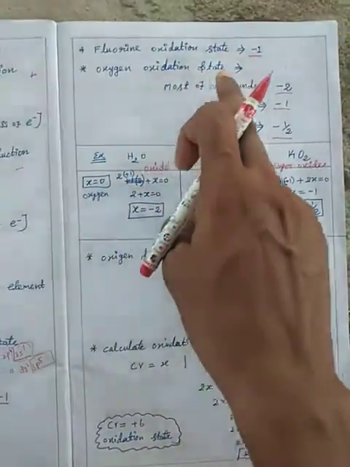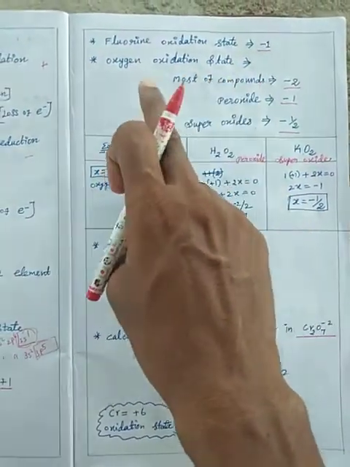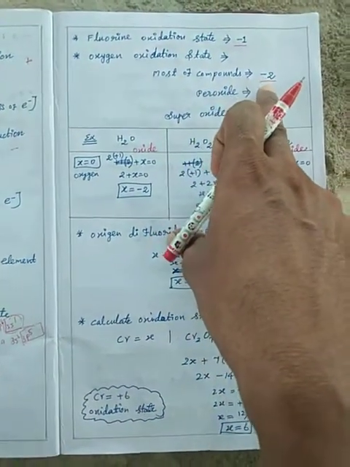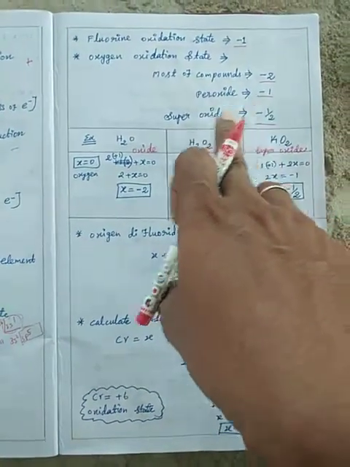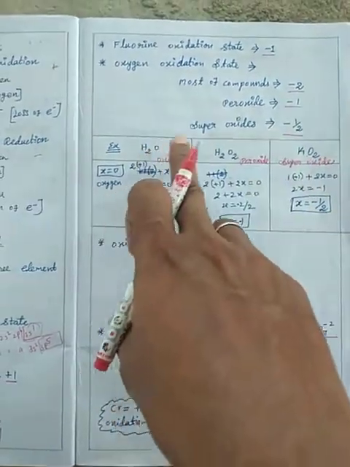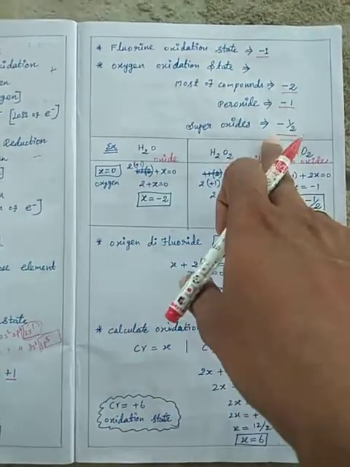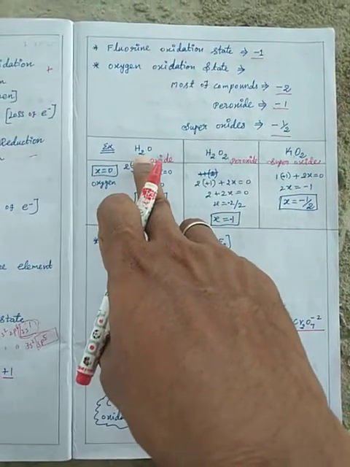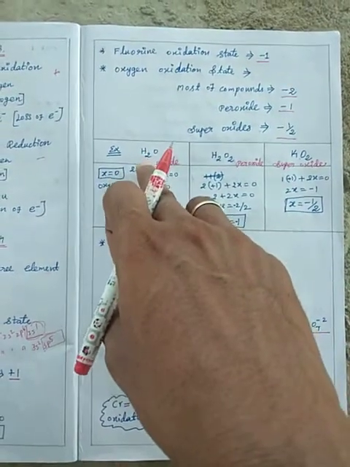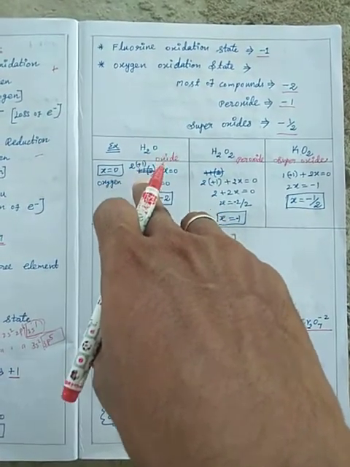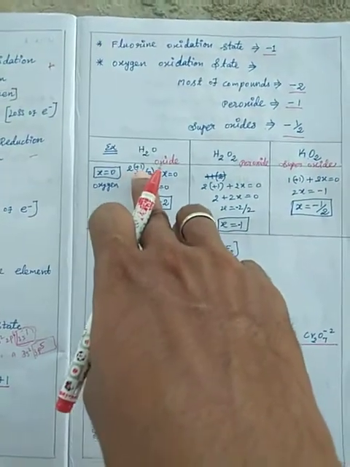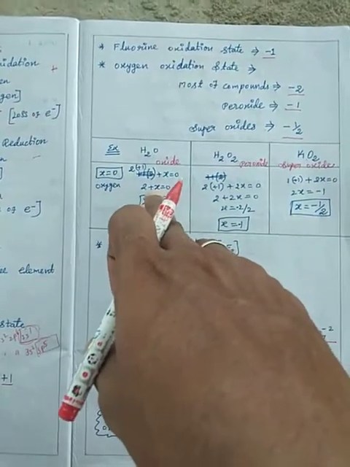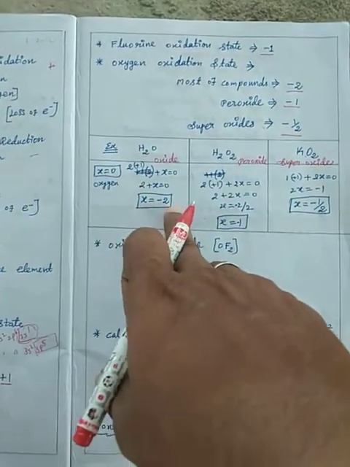Next, the oxidation state of the oxygen atom. In most compounds, oxygen is -2. In peroxides it is -1, and in superoxides it is -1/2. How do we apply this? For example, water is dihydrogen oxide: 2 times the hydrogen oxidation state +1, and oxygen is X, equal to 0. So 2 plus X equals 0, and moving 2 to the right-hand side, X equals -2.